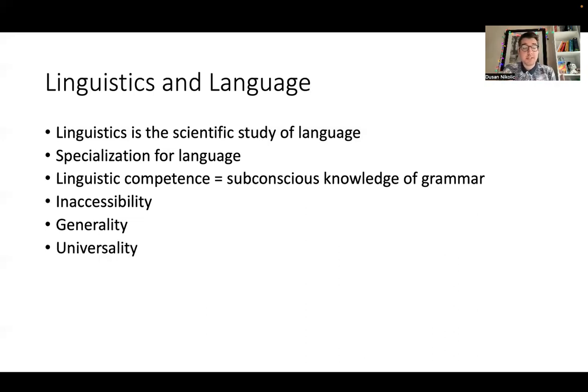On a more universal scale, there is a property we call universality. Universality is a property which says all languages share certain features. For example, all languages have vowels and consonants. And all languages are equal, or all grammars are equal. There's no better or worse grammar. All grammars are equal, and we call this parity.